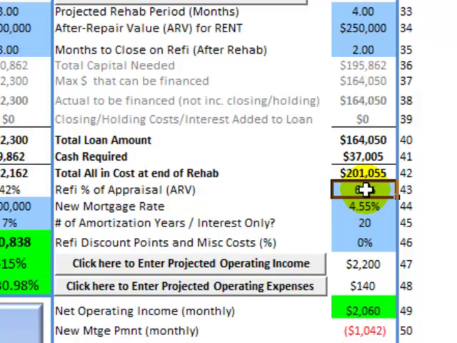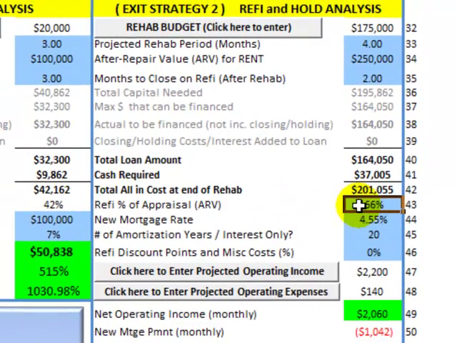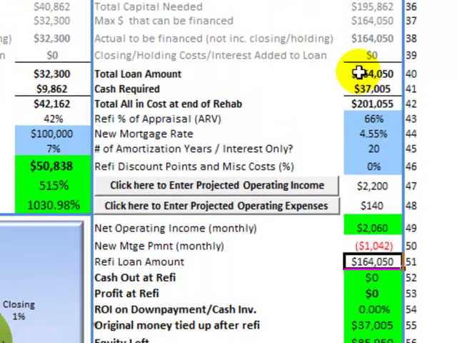I'm simply taking the existing loan amount and making that my permanent loan. So what I've done here is I've entered the formula: what percentage of appraisal will my refi be? Well, it's going to be my total loan amount divided by the after repair value, which means I'm refinancing at roughly 66% of ARV. What this does is it simply takes my existing loan amount, which is 164, and rolls that over as my new loan amount, which you can see here.